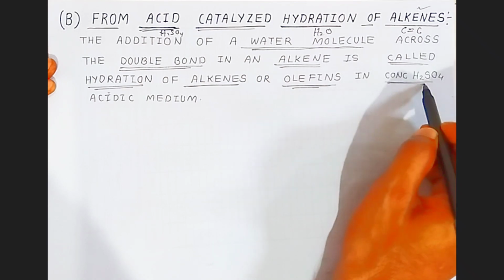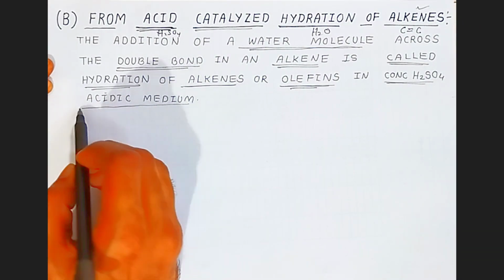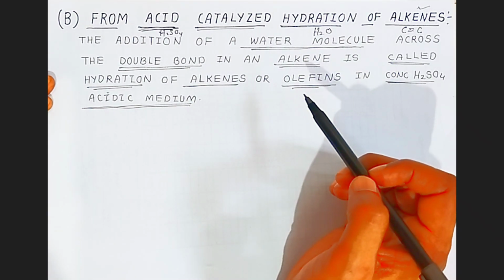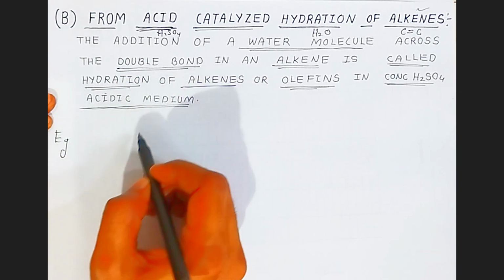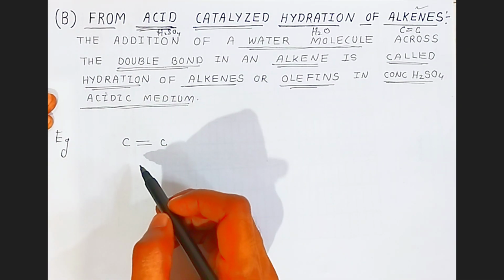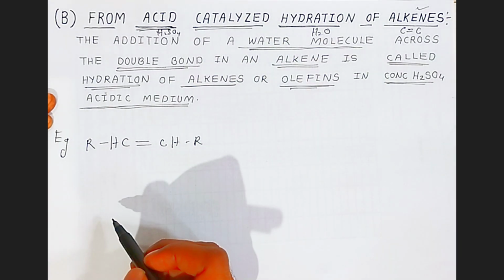In concentrated sulfuric acid, students, acid catalyzed. So in the presence of sulfuric acid, that is, an acidic medium is required, then only the hydration will take place. Okay, students, how do you write it? Suppose you have an alkene, for example, with a carbon-carbon double bond. This is the alkene, students. In general, you can take any alkene. Here I have taken a general reaction. The symmetrical alkene I have taken, students.